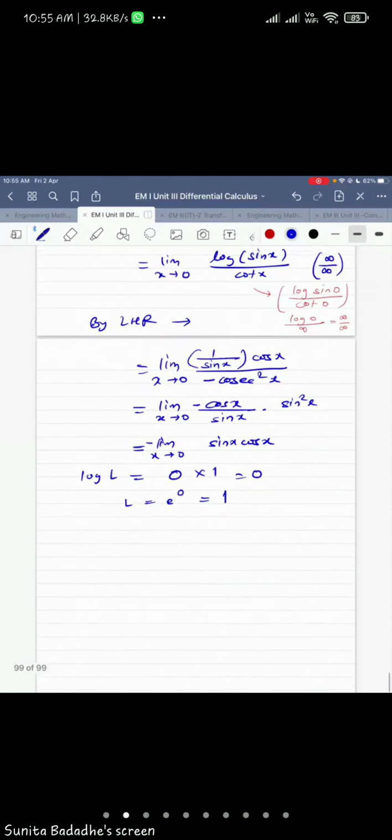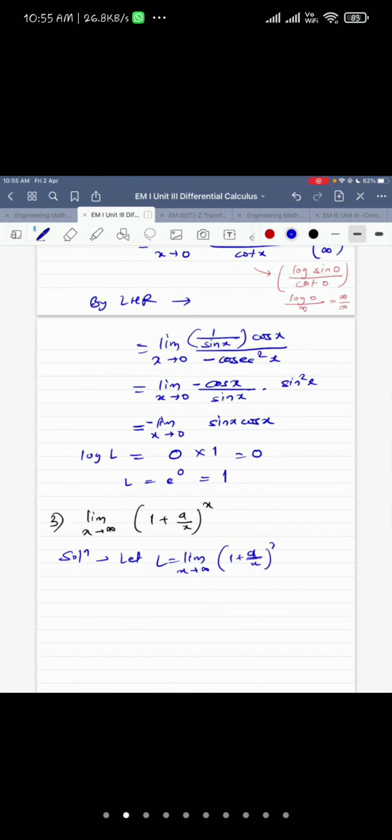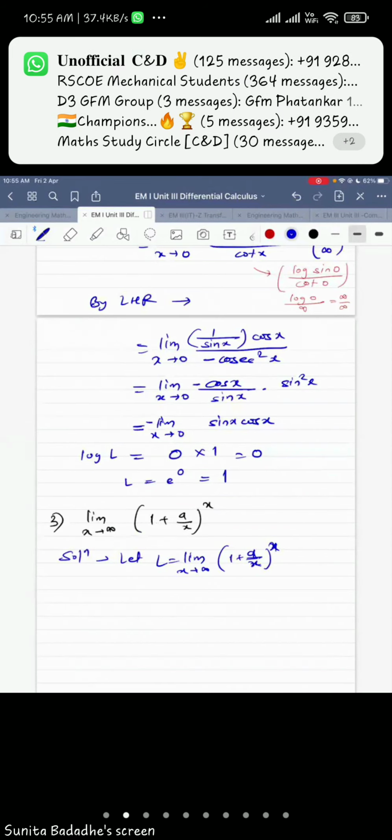Now, the third example. Limit extending to infinity, 1 plus a by x raised to x. But I think you have a formula for this, isn't it? What is the answer for this example? Do you know? I've given you the formula.